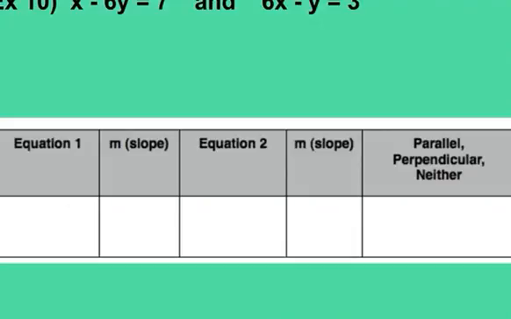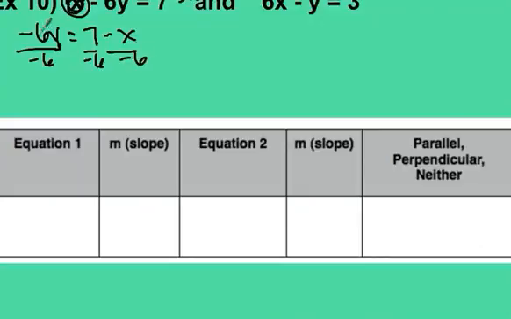For number 10, I need to get x or y by itself, so I take x and jump it to the other side, so it becomes negative x. So then I have negative 6y equals 7 minus x. Divide everything by negative 6. The negative 6's will cancel, and I have y equals negative 7 over 6. Remember, with fractions, if it's negative on the bottom, I can pull that negative to the top, and I didn't change anything about what I had.